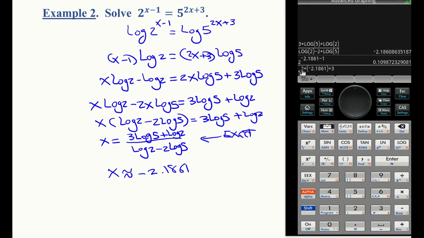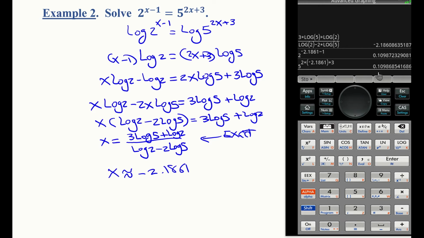So let's make sure. 2x plus 3. So 2 times negative 2.1861 plus 3. Now, before we even punch it in, I can tell you these won't be identical because we have rounded, correct? But they should be very close. As you notice, they're very close but not identical. That kind of error is expected because of the rounding. So we should be fine with this level of accuracy on these.